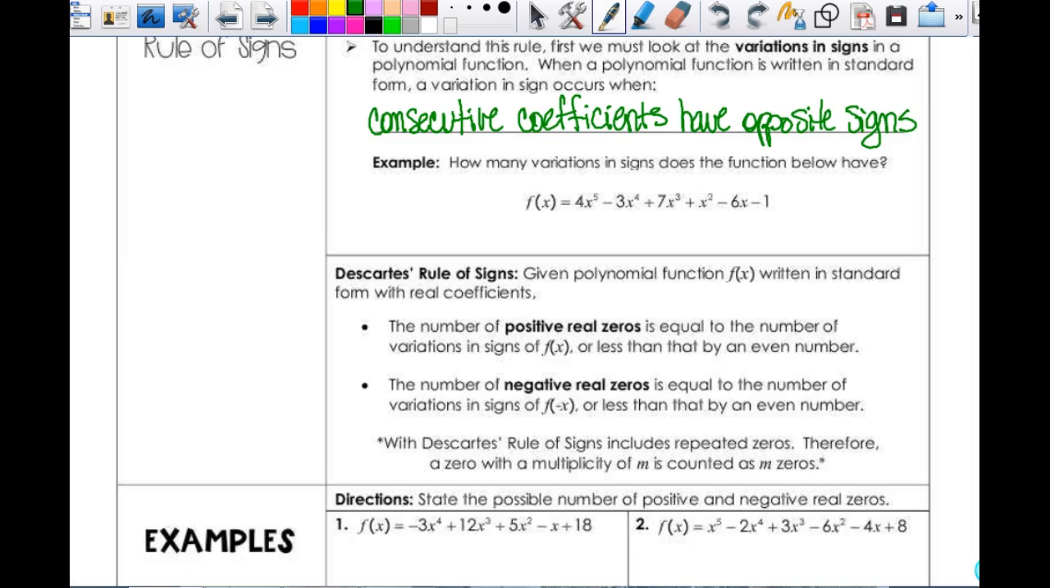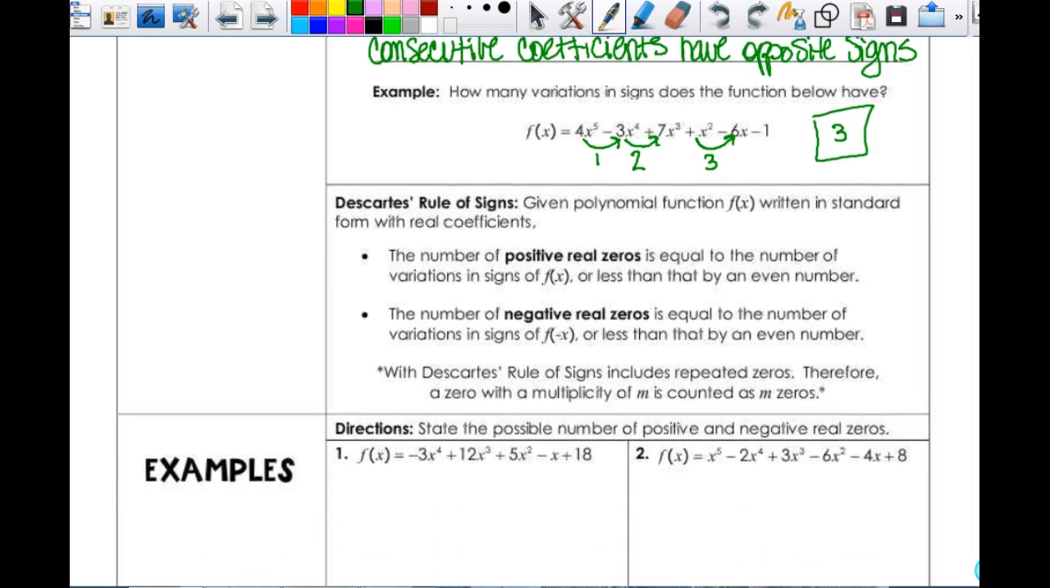So it says, how many variations in signs does this function below have? If I just look at this one, here's what's happening. This coefficient is positive. Then this one's negative. So that's a change right there. That's your first change. This is negative. This is positive. That's change number 2. Then it's still positive. Then positive changes to negative. That's the third one. And then it stays negative. So there are 3 variations in signs. That's how easy it is to come up with the numbers that we need, right? All right, we good?